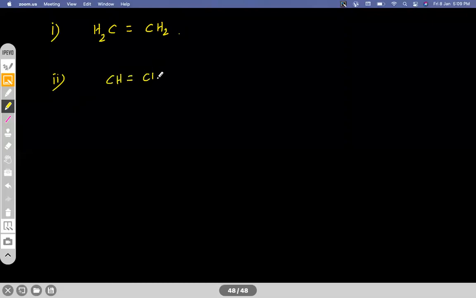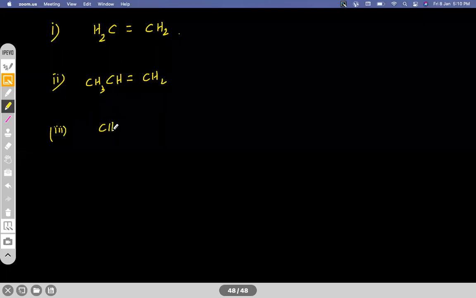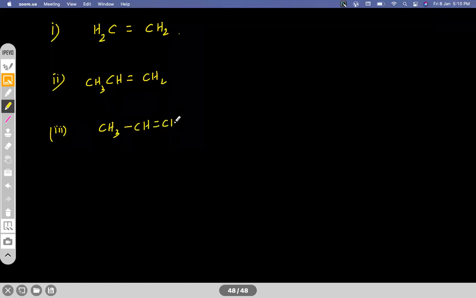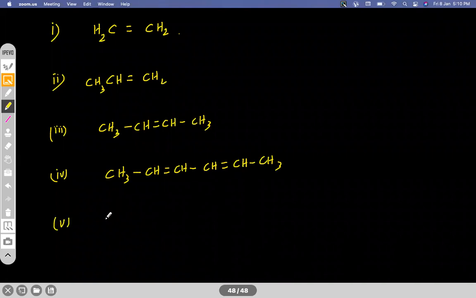CH double bond CH2. CH3. CH3 CH double bond CH CH3. Try this. Just find out whether GI is possible or not. The condition, I have already told you. What is the condition for a double bond to show GI?